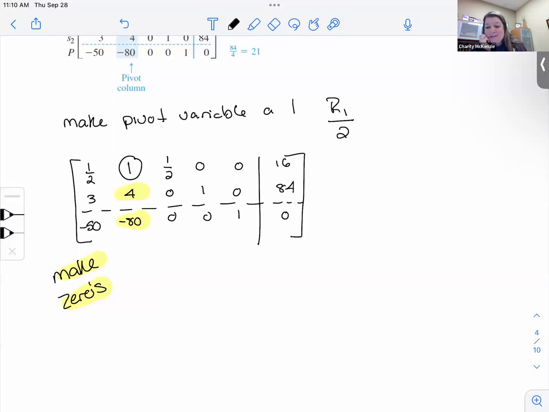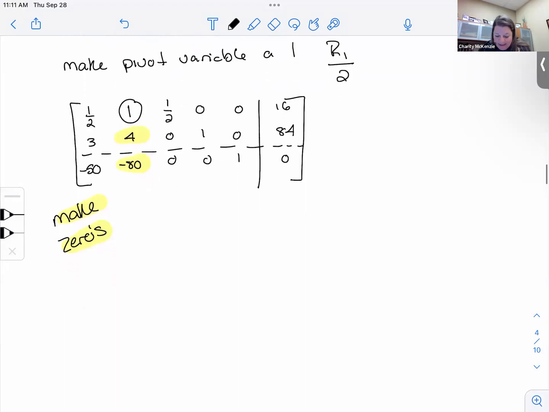But you're going to have to do these by hand. So the exam and the quizzes are going to be like one problem that you have to do by hand and show me your work. With that said, let's go ahead and make those zeros.